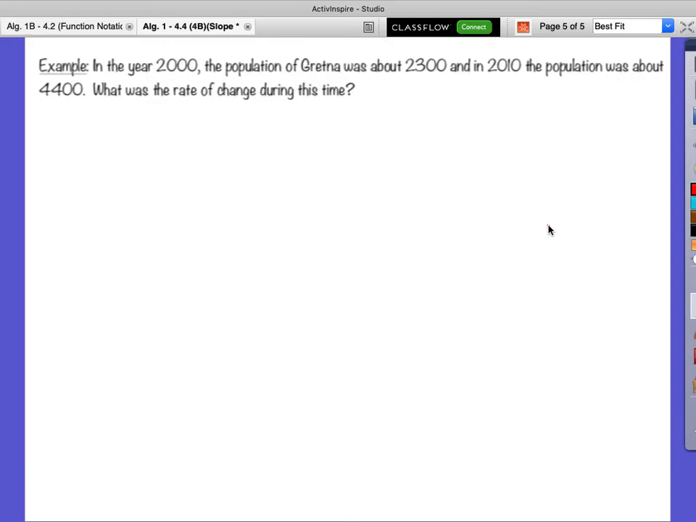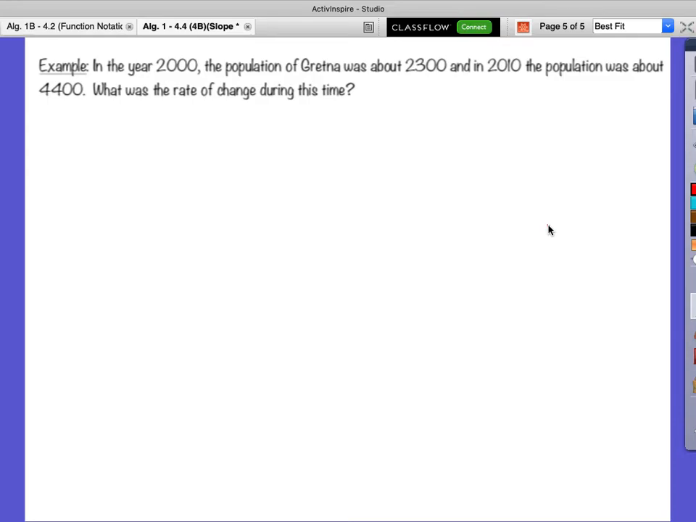In the year 2000! Cannot be confused with 3,000 Jonas Brothers, okay? The population of Gretna was about 2,300. The town's grown a lot, so we're using that, okay? In 2010, the population was about 4,400. It grew quite a bit.